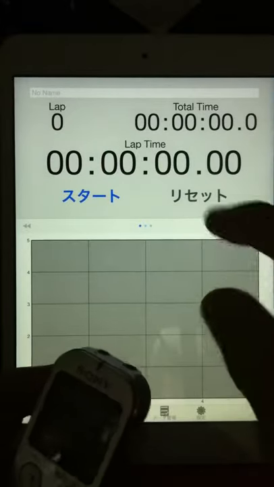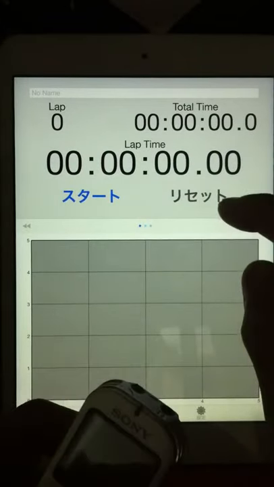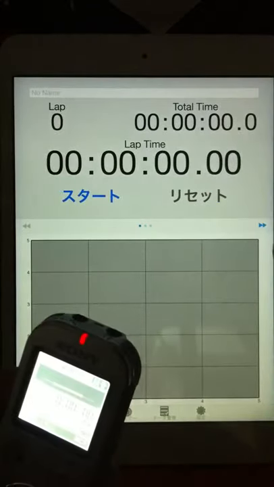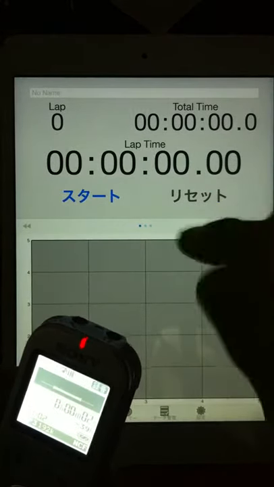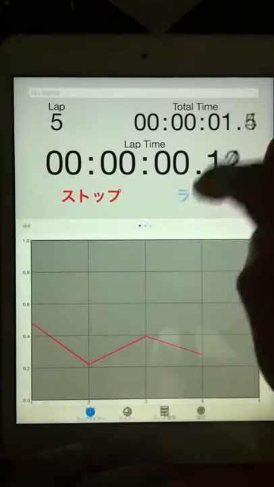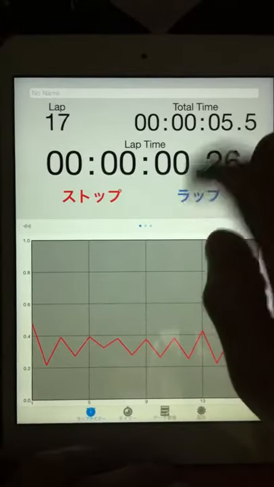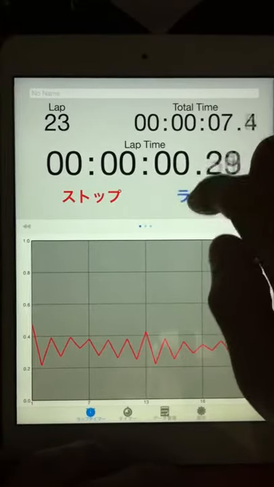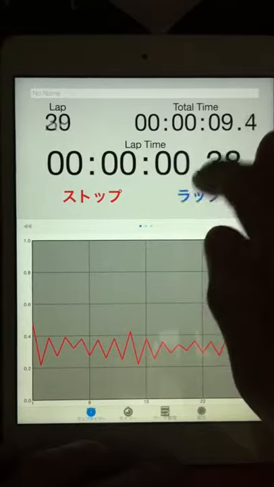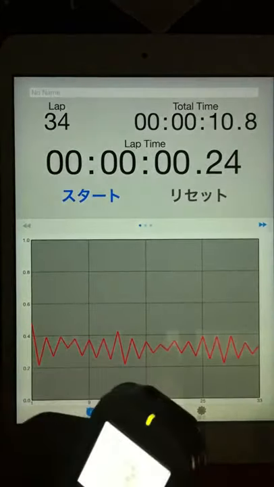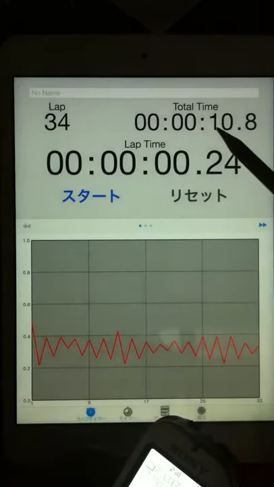Today it's not morning. Let's begin tapping. 1, 2, 3, 4.